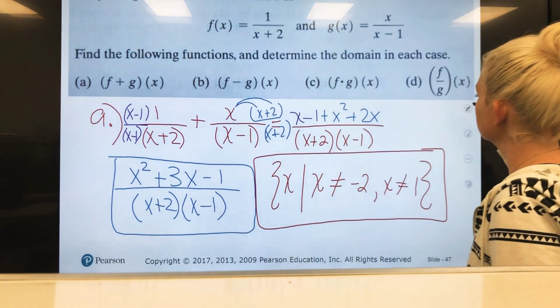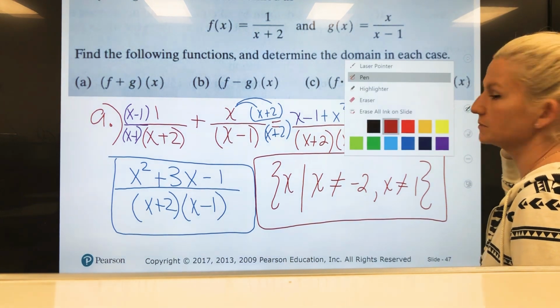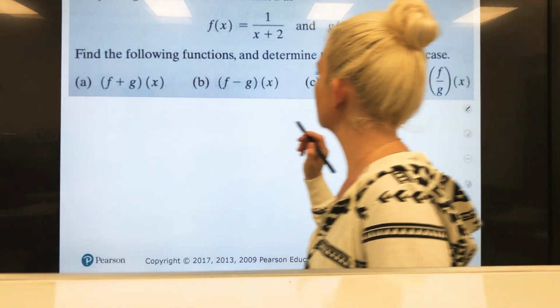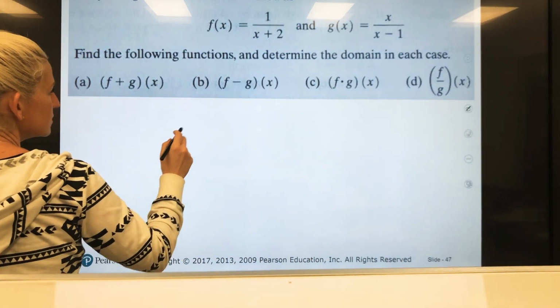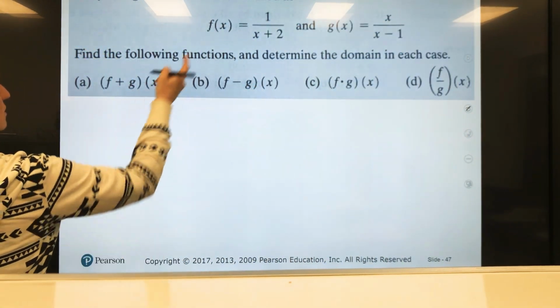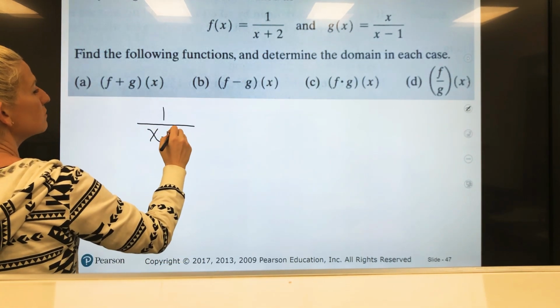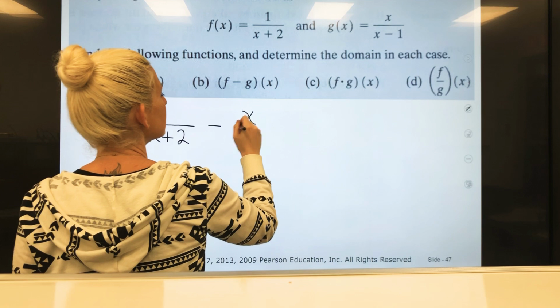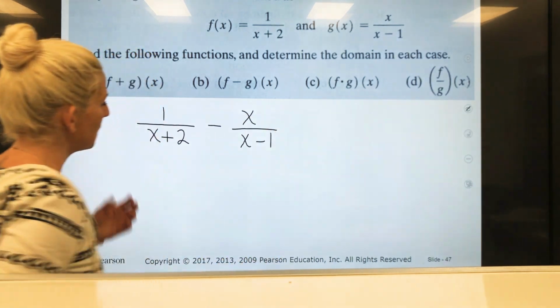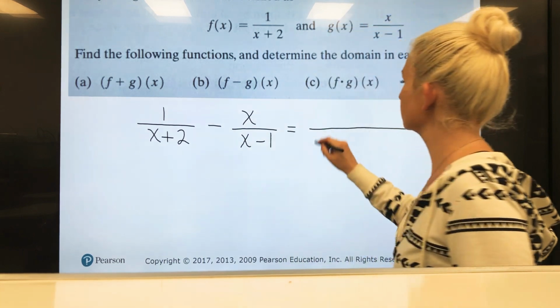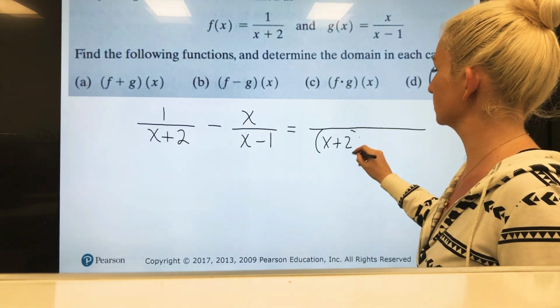I'm going to delete that. You can always pause it if you need to. All right, let's go to B. I have f minus g of x, so I'm going to subtract this time. 1 over x plus 2 minus x over x minus 1. Same thing, except now we have a subtraction that you have to be sure to distribute.